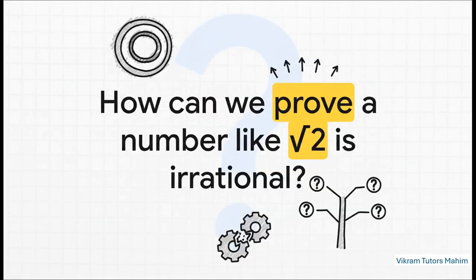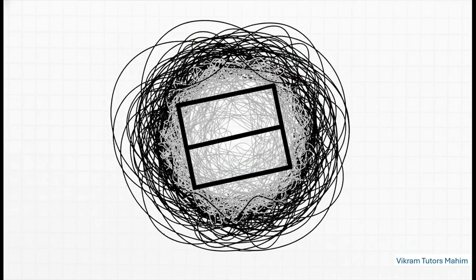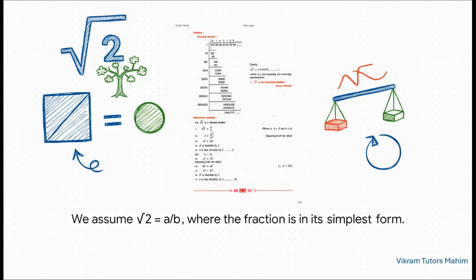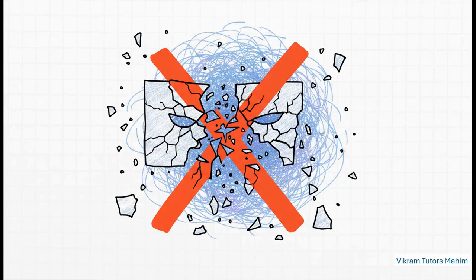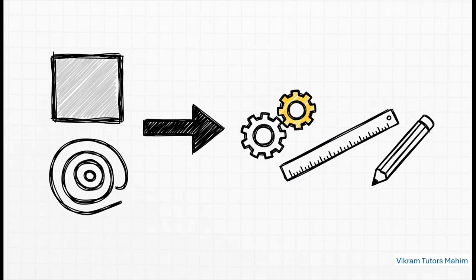But how can we be so sure? How do we actually prove the square root of 2 is irrational? We use a cool method called proof by contradiction. First, let's pretend it is rational. So we'll say root 2 equals a fraction, a over b, in its simplest form. But if you follow the logic, it means both numbers have to be even. That's a contradiction.